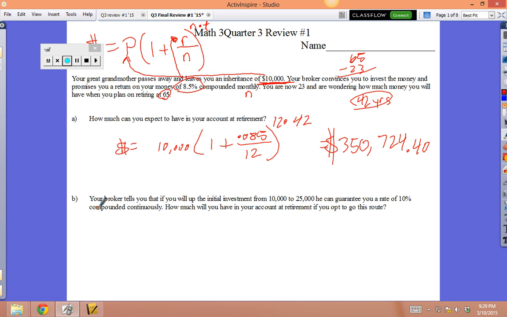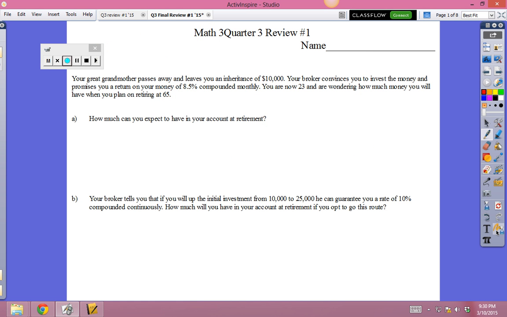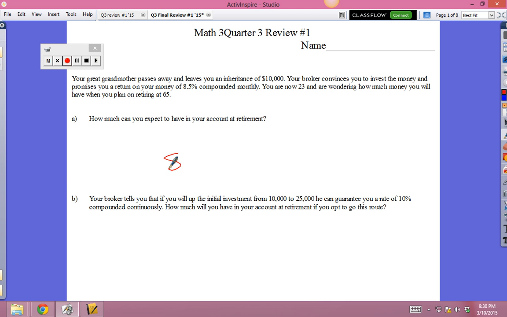Okay, B, we need to use a different formula. B, we need to use continuous compounding. That means instead of paying you interest once a month, they're going to pay you interest every second, every millisecond. So you're constantly making interest. So the formula for continuous interest: the money you've got is equal to how much you deposit multiplied by e raised to the R times T.